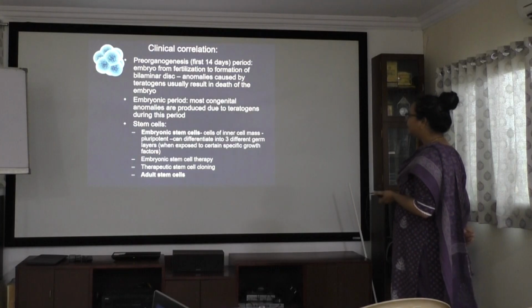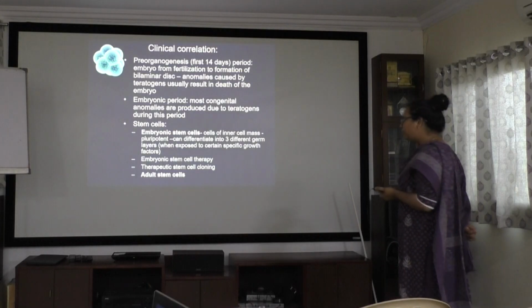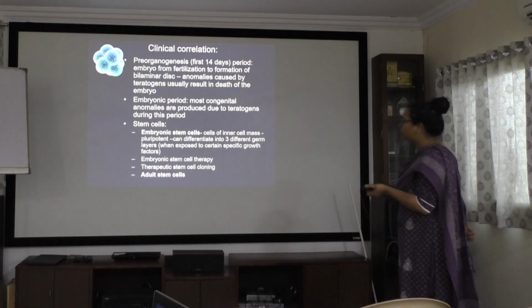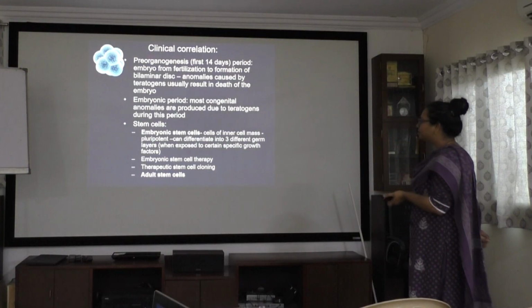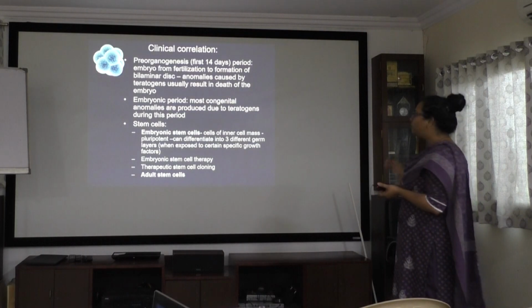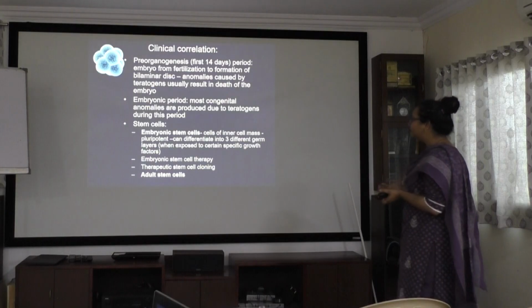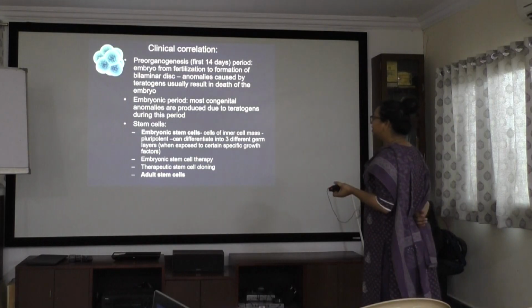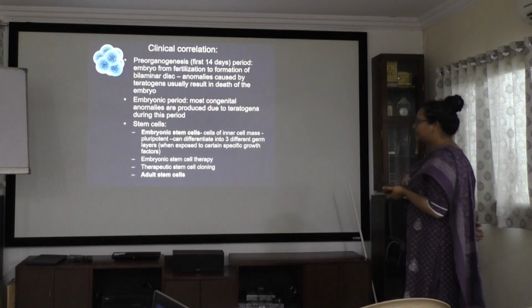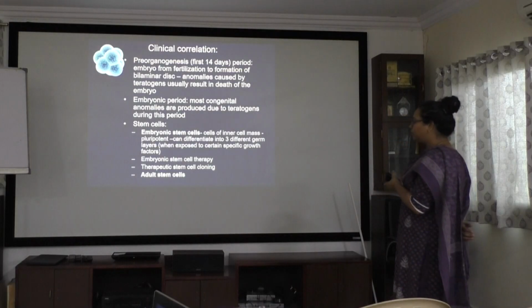Pre-organogenesis, the first 14 days. In this period, if the embryo is subjected to any teratogenic factor, there is an all or none phenomenon. It results in the death of the embryo. In the embryonic period, most congenital anomalies are produced due to teratogenic activity during this period.